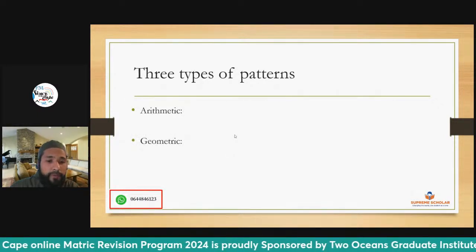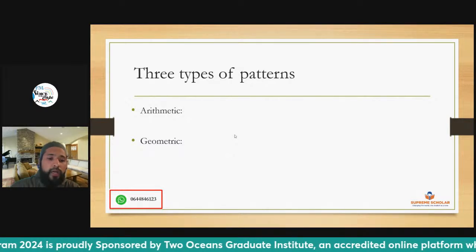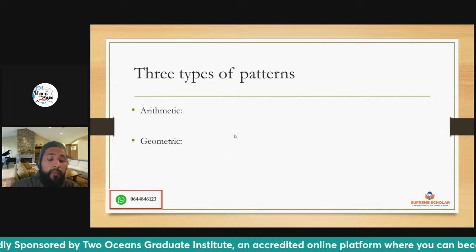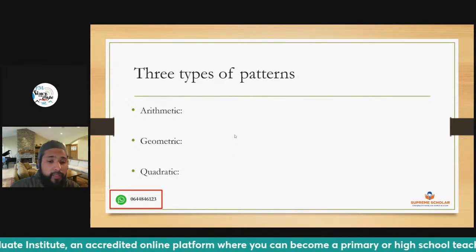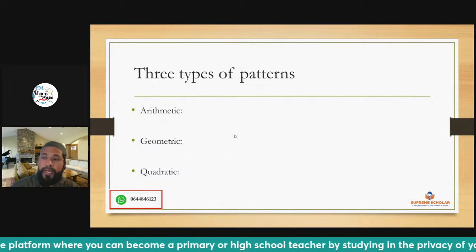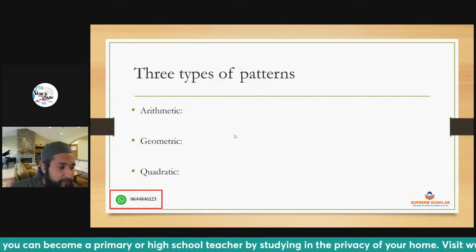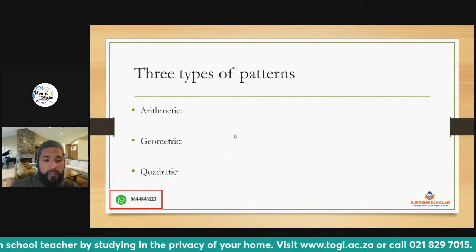The second type of pattern is a geometric pattern, which we're not going to deal with today because time doesn't allow us. We will deal with it in future sessions, inshallah. And then the last type of pattern is a quadratic pattern. For today, we're only going to be looking at the arithmetic pattern, but I'm going to give you a very brief definition of the difference between these 3 types of patterns, right?